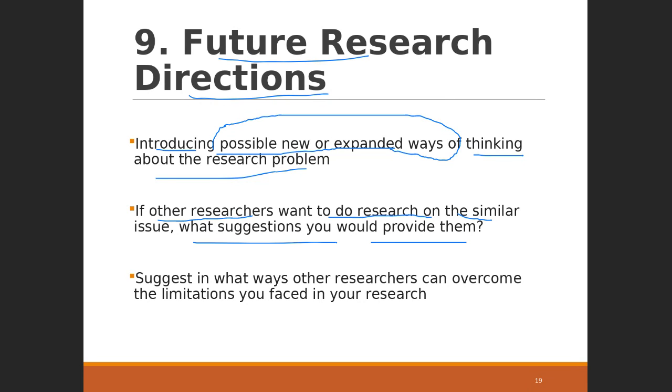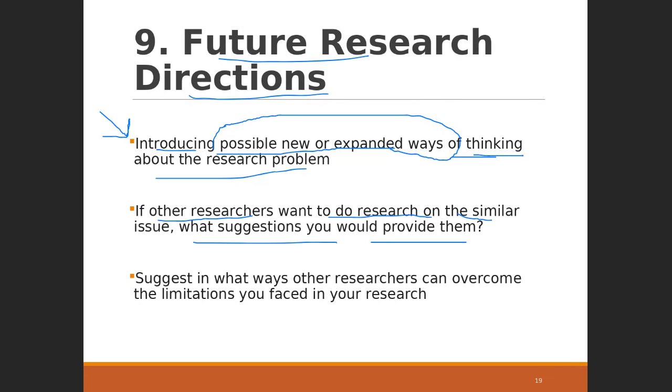First way is to introduce expanded ways of thinking about the research problem. So maybe, for instance, when we were discussing luxury consumption, you find out that luxury consumption should be studied with respect to differences in personality traits. So basically, luxury consumption is a function of personality. It is not a function of income, because there are some people who have a lot of income but they are still not going for luxury consumption.